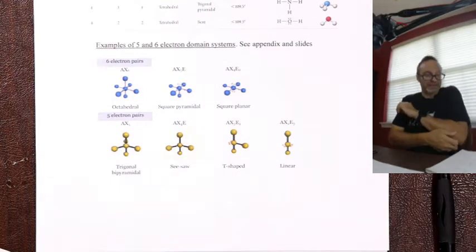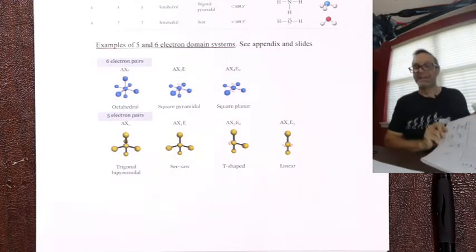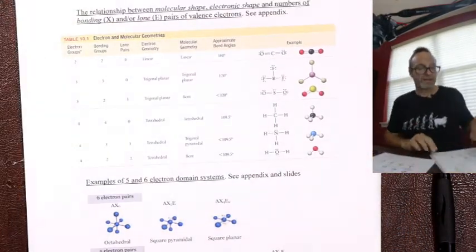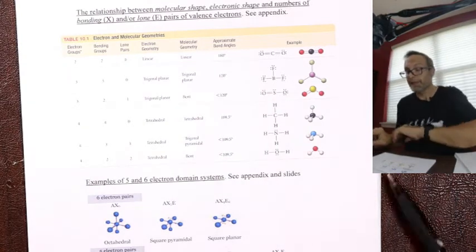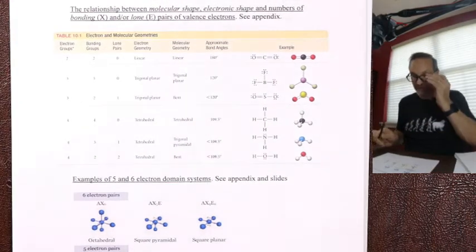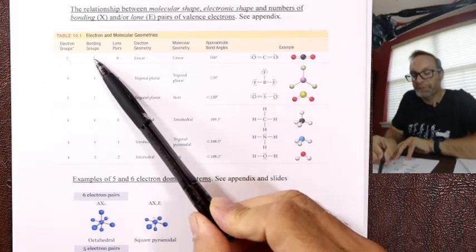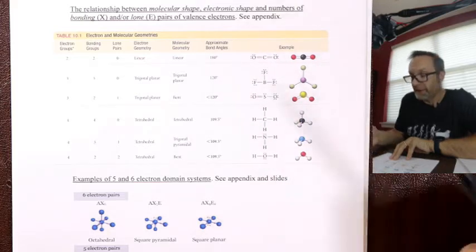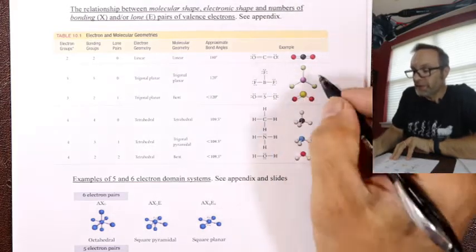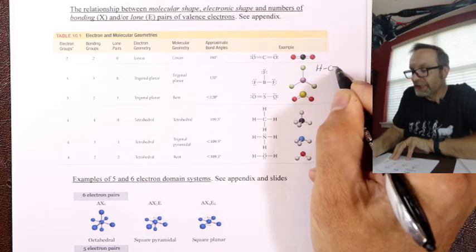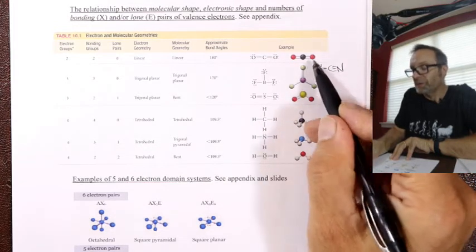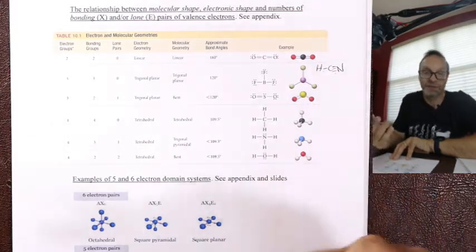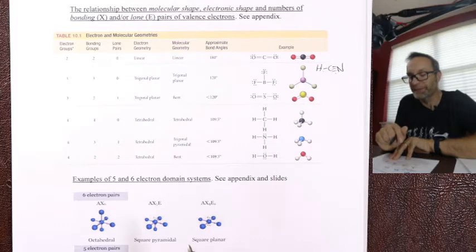Now, ultimately, of course, there's a table. There's only so many combinations for each number of clumps. So as we saw before, let's go through a couple. For two clumps, we can have only linear. Now that's CO2, but I could also have maybe HCN, which is like a triple bond and a single. Double, double, single, triple, doesn't matter, because it's just the number of clumps. Doesn't matter how thick they are.